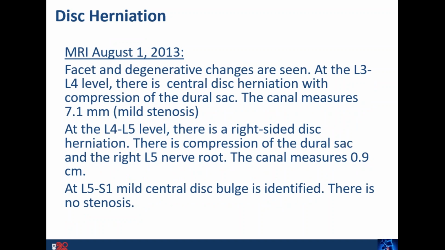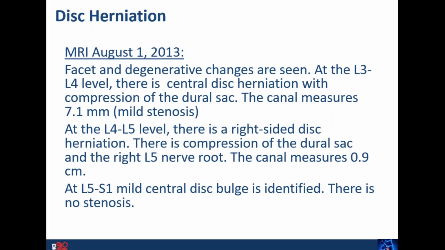The patient did have an MRI a few visits after he started treatment, and it showed the following. It showed some degenerative changes. It also showed a central disc herniation at L4, and then at L4-5 there was a right-sided disc herniation with compression of the dural sac, so we know that it was a significant herniation at that point that was affecting the right L5 nerve root. There was also some mild central disc bulging at L5-S1, however, there was no stenosis or impingement of the spinal cord at that level.